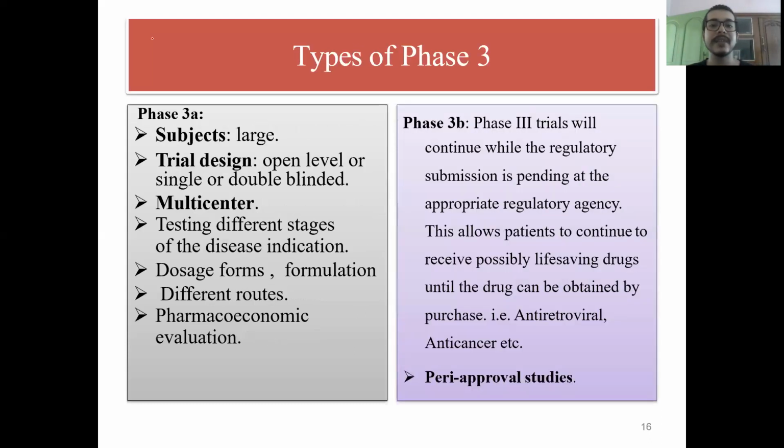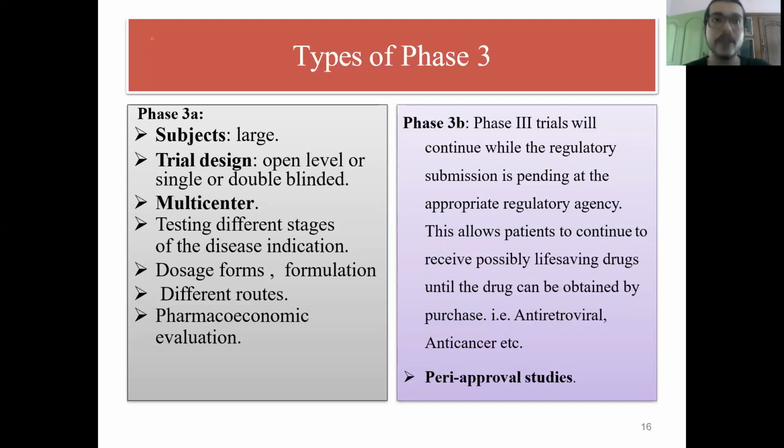So these are the types of phase 3. Here it is also being classified into phase 3A and phase 3B. Phase 3B is very, very important. Let me tell you what phase 3A is. The subjects are a large group, as in phase 3. Open level or single or double blind trial. A multi-center trial can be done to see the pharmacodynamic and pharmacoeconomic effect.